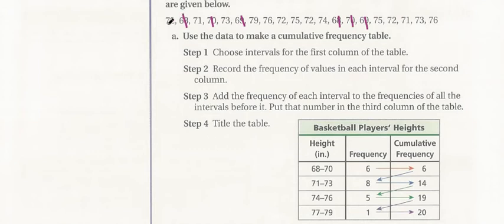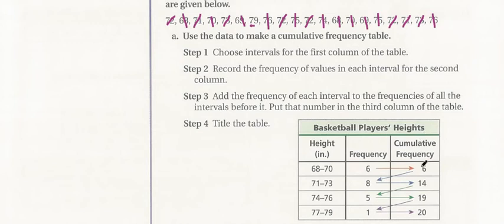Then I'm going to count from 71 till 73. How many times do you have? 1, 2, 3, 4, 5, 6, 7, 8. So the frequency is 8. Then from 74 to 76. 1, 2, 3, 4. Let's double check. 5. So it's 5. Then from 77 till 79, it's only 1. So the frequency is 1.